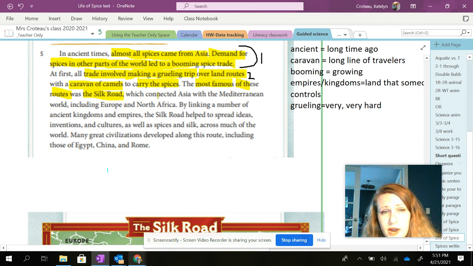We could tell where it was connected, but if I was paraphrasing this, I'd probably say which connected Asia with, and then instead of listing all of these, I'd probably say many parts of the world or other areas of trade or something like that. That's a way you could paraphrase without saying every single thing that was listed here. So I'm going to just put little dots or little lines, because we do want to include that it's connecting Asia to other places, but I bet we could rephrase this part a little bit.